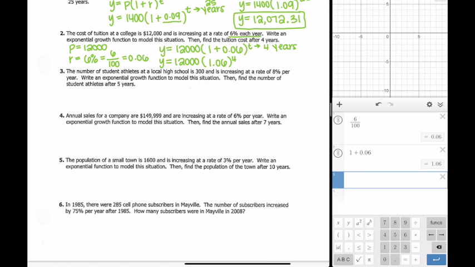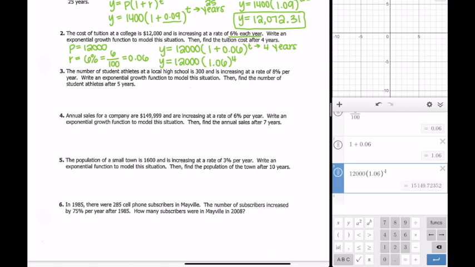Now we're just going to simplify. So 12,000 times 1.06 raised to the power 4. That's $15,149 and 72 cents. So the cost of tuition after 4 years is $15,149.72.